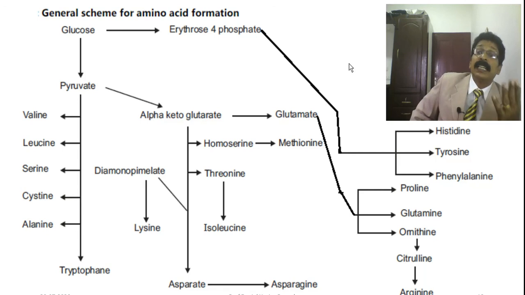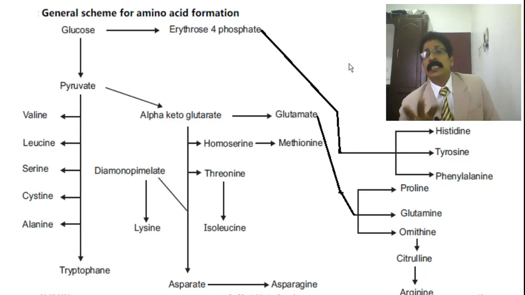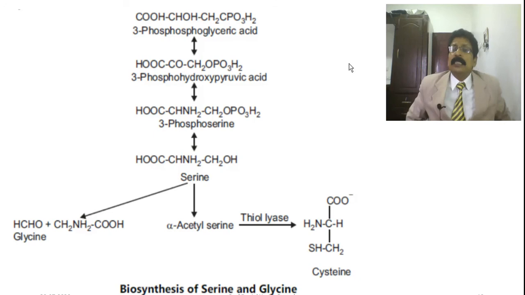So you see pyruvate can directly give rise to valine, leucine, serine, cysteine, alanine, and tryptophan. These are all the aliphatic and aromatic amino acids; the schematic diagram will give you some idea to remember how they are formed and how they can be produced. And this is one structure. Some of them used to ask how serine, glycine and cysteine are produced by the biosynthetic pathway.